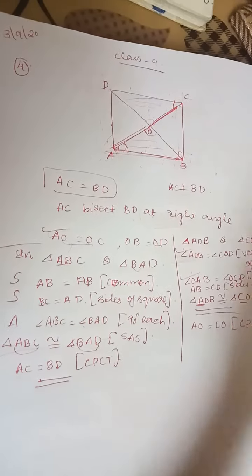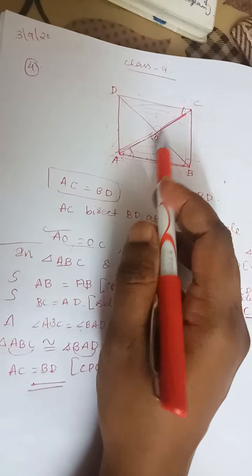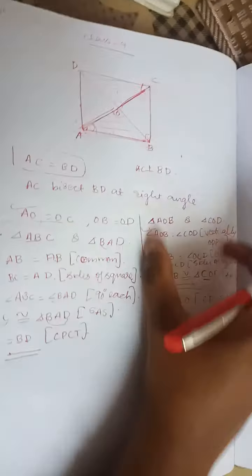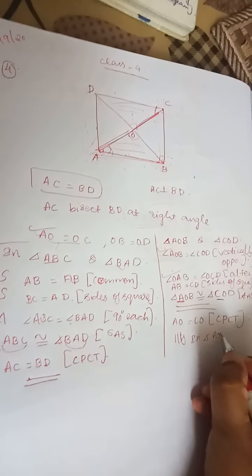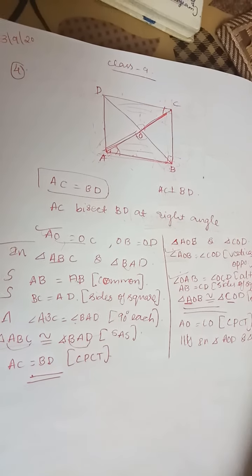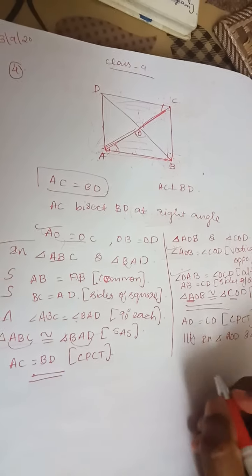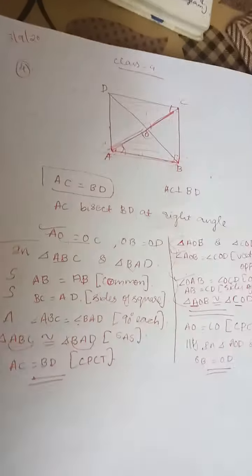Next, similarly, we can take triangle AOD and BOC. The same procedure we are doing here, so that I am writing here. Similarly, in triangle AOD and triangle BOC, by taking these two triangles, we can prove that OB is equal to OD. Procedures are same, so we can write directly OB is equal to OD.